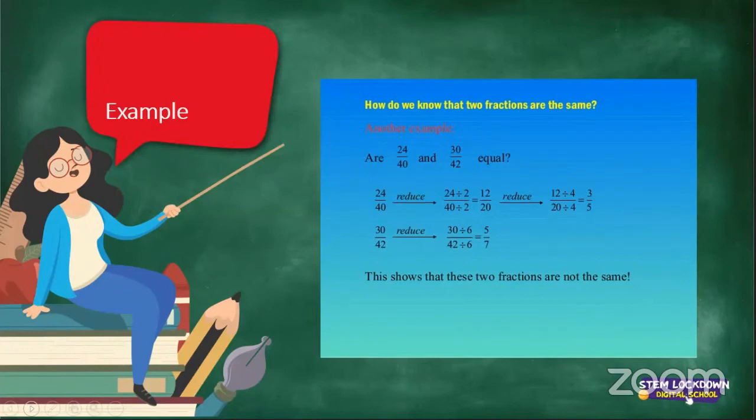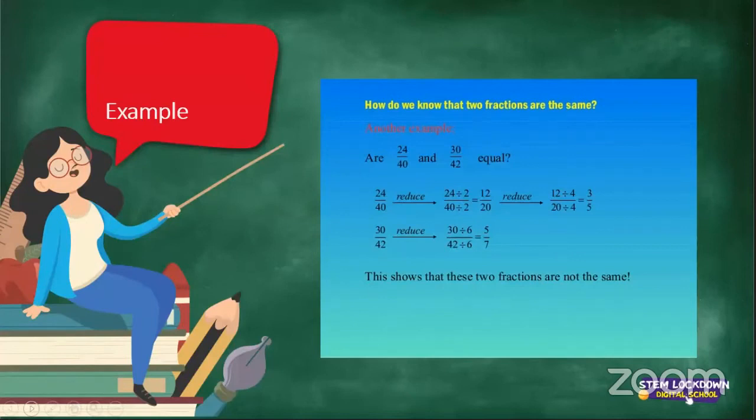We look at 24 divided by 2, we have 12. 40 divided by 2, we have 20. We are able to reduce it further. We divide both the numerator and the denominator by 4. We divide 12 by 4, we are left with 3. We divide 20 by 4, and we are left with 5. So our simplified fraction is 5 over 3.